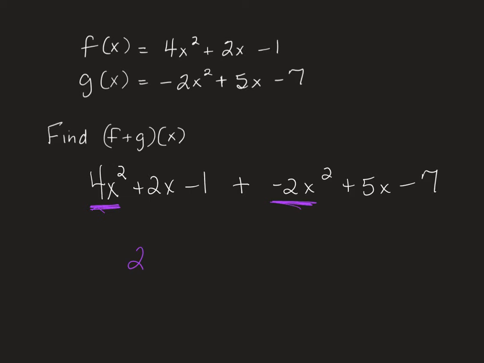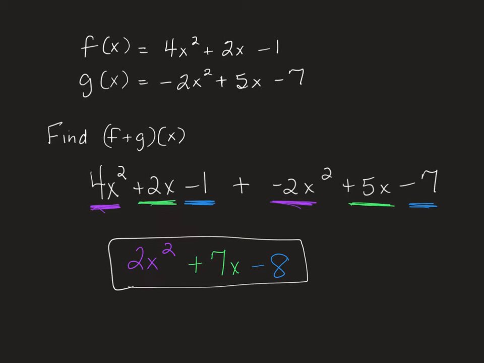That's going to give me a 2x squared. 2x plus a 5x, that's plus 7x. And then negative 1 minus 7 is minus 8. So there you go. I've combined my like terms. I added them together. That is my final result. So that would be my answer to f plus g of x.